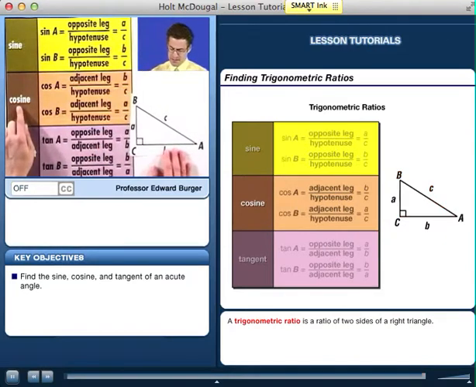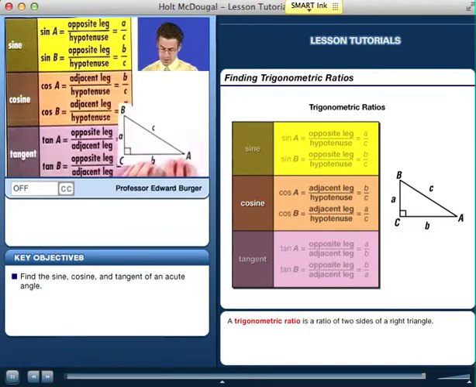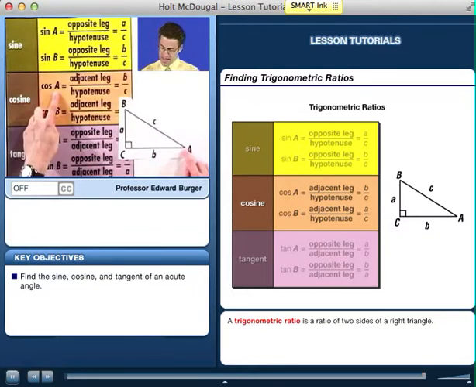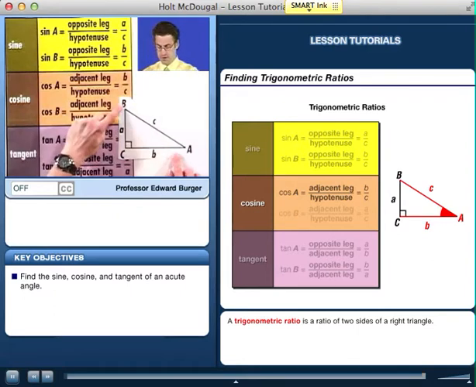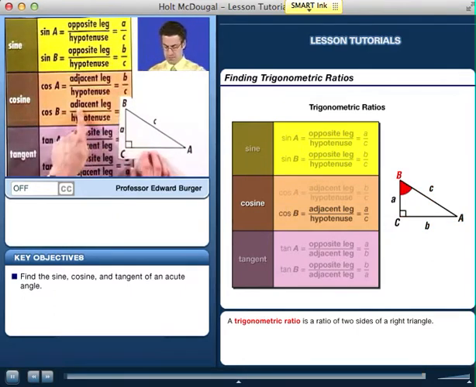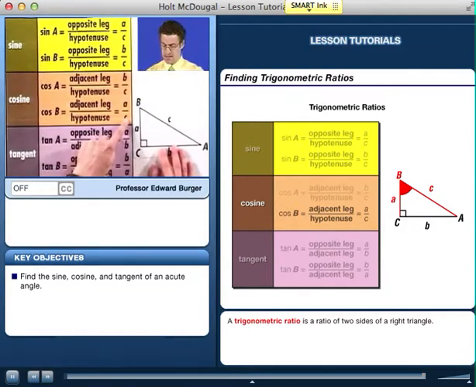Now the cosine's a little bit different. It's the adjacent divided by the hypotenuse. So for example, the cosine of the angle A, this acute angle, is going to be the adjacent side, which notice is b, divided by the hypotenuse c. So b over c. What would it be for B? The cosine of B would be adjacent over hypotenuse. That would be this adjacent side, which is a, divided by the hypotenuse. So adjacent leg divided by the hypotenuse, it should be a over c, and it is.